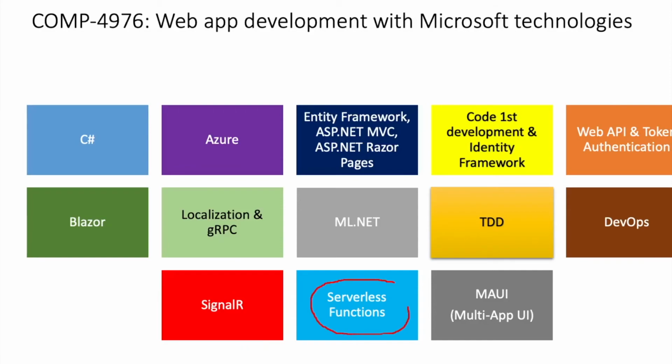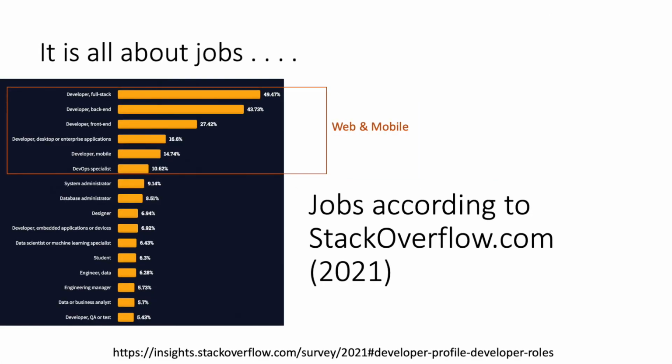Serverless functions is big nowadays because in this new architecture called microservices, you build functions that just do one thing and they run in the cloud. Finally, we also cover MAUI, which allows us to build mobile applications using C# that run in both iOS and Android platforms. At the end of the day, it's all about jobs.